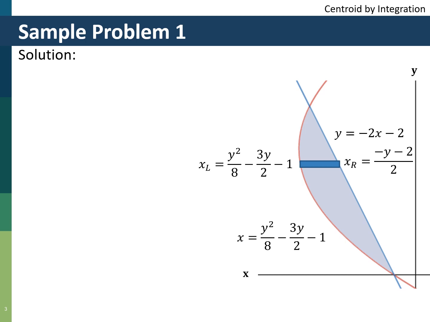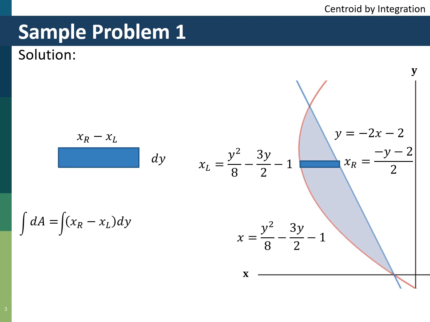To get the differential area of the strip, we multiply x sub R minus x sub L with its height dy. To calculate the entire area of the shaded region, we integrate both sides of the equation, so that the area is equal to the integral of the quantity x sub R minus x sub L times dy.